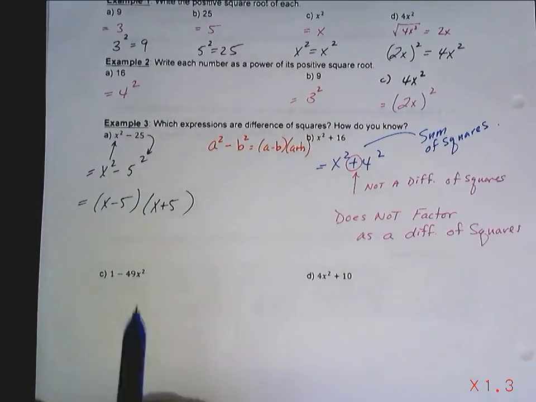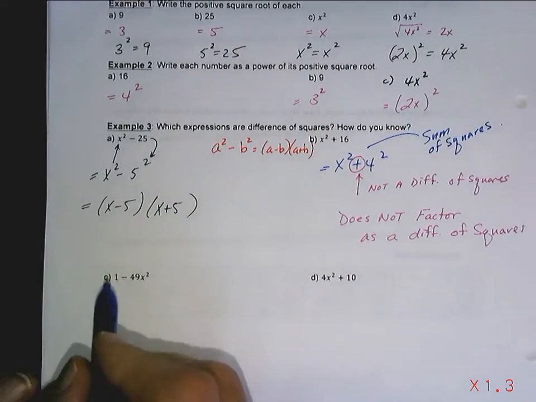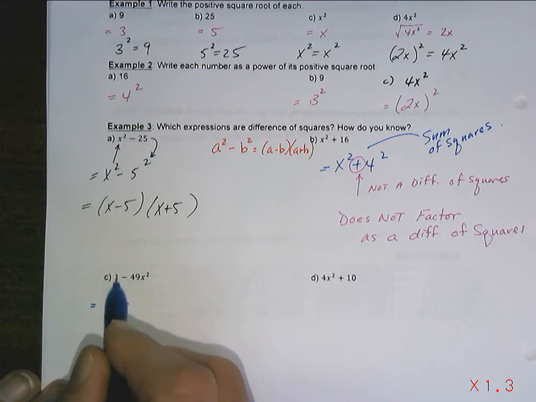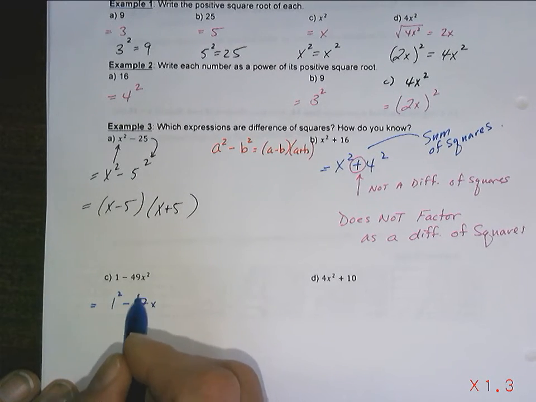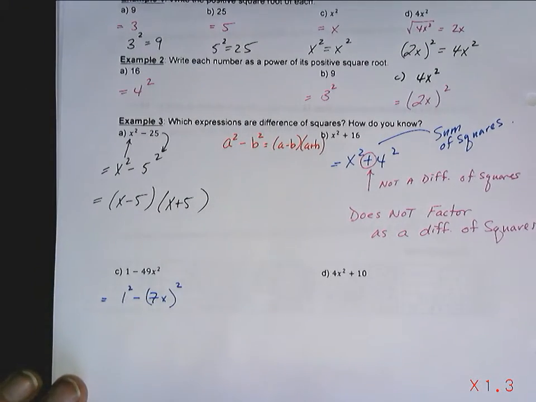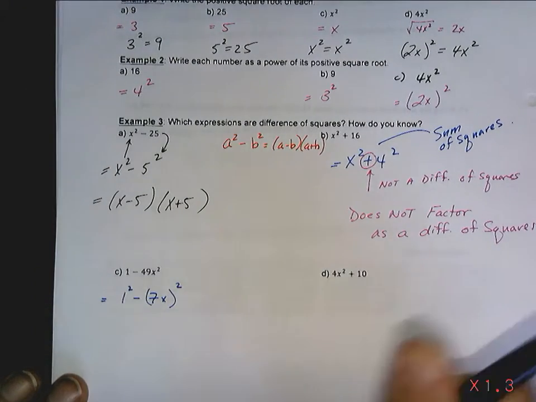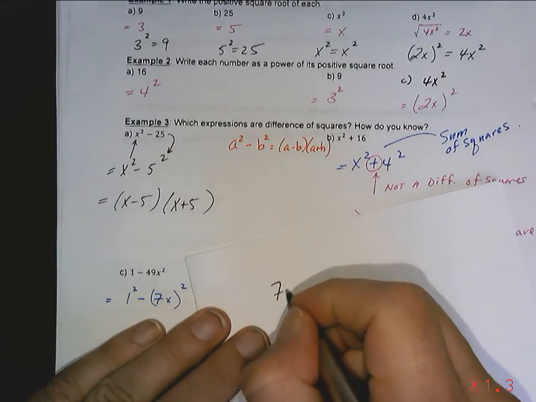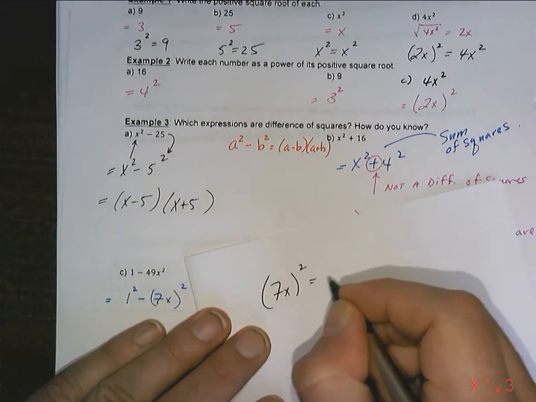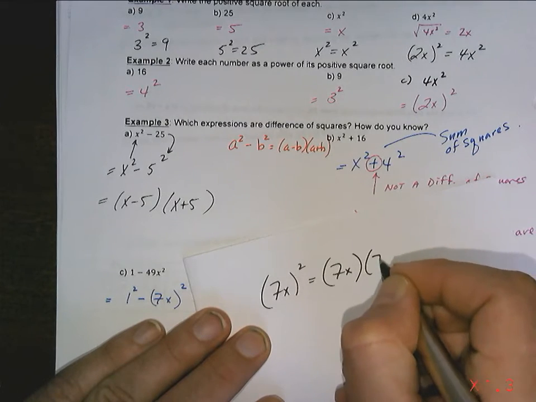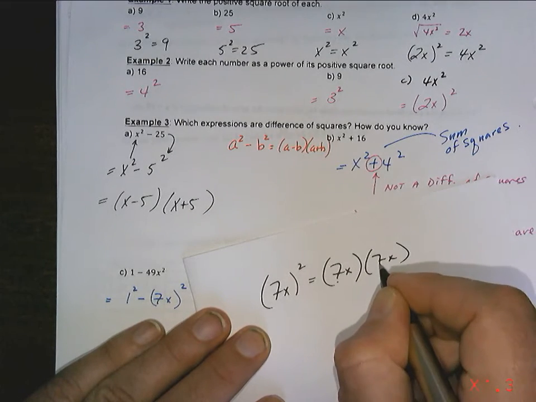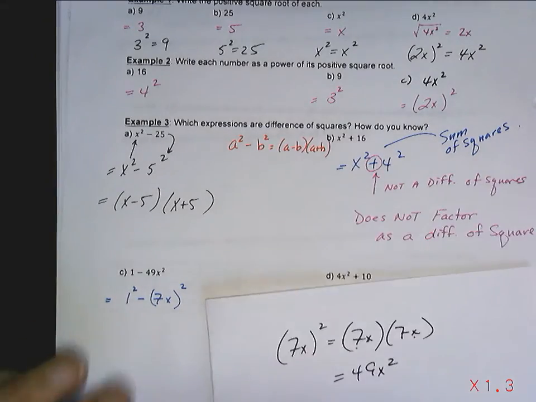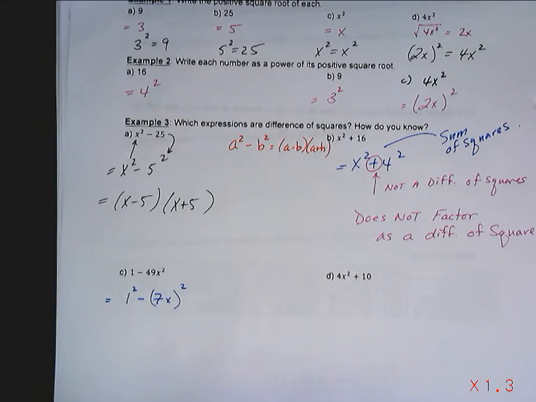Okay, next one. 1 minus 49x squared. We need to know that 1 is its own perfect square. 1 squared is 1. Now that might have taken a little bit of thinking, that 49x squared is 7x squared. You might want to think about that for a minute. If I have 7x squared, it means 7x times 7x. 7 times 7 is 49. x times x is x squared. There it is. I've written it as a difference of squares.